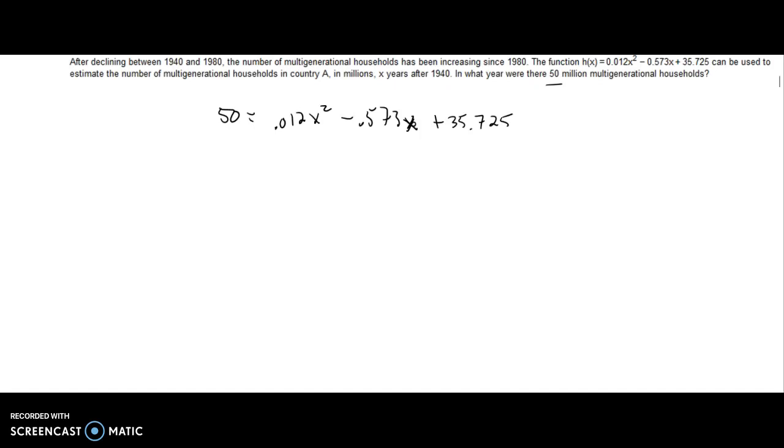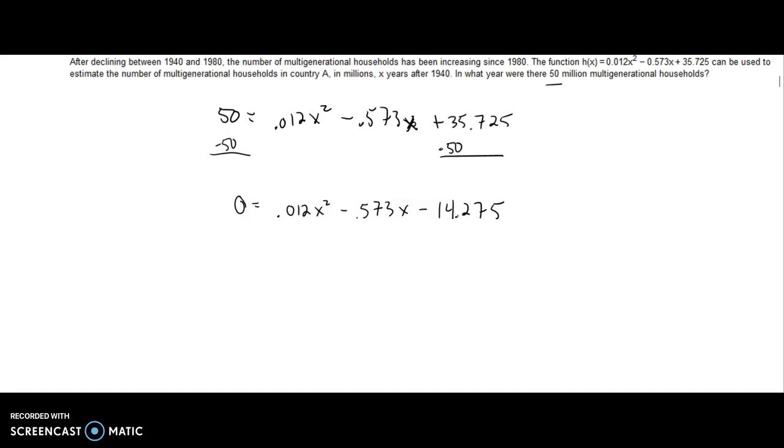Okay, so this is a quadratic equation, so I'm going to set it equal to 0, which we like to do with these. So 0.012x squared minus 0.573x minus, oh, that should be 14.275. Let me just double check that real quick. 35.725 minus 50, 14.275.